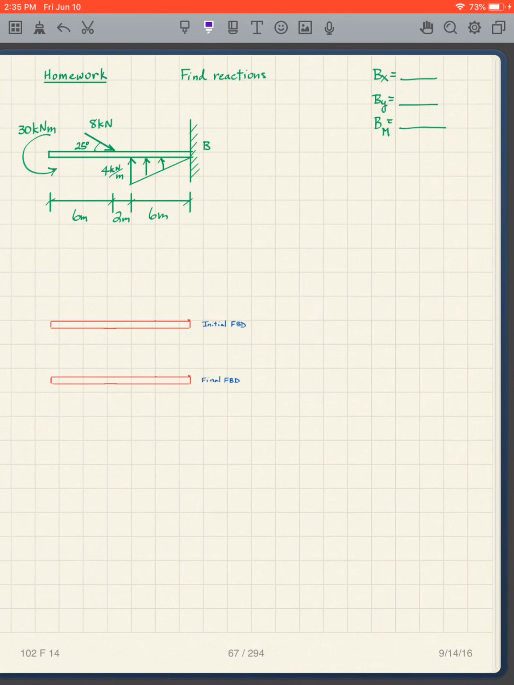Okay, so here's one for you to do. Find the reactions. And what am I talking about? We're gonna have a BX, a BY, and a BM. Find those reactions. So pause the video here and find the reactions. We got a concentrated moment out here. We have a non-vertical load here. We have a distributed load there. Okay, so pause the video, do this one.